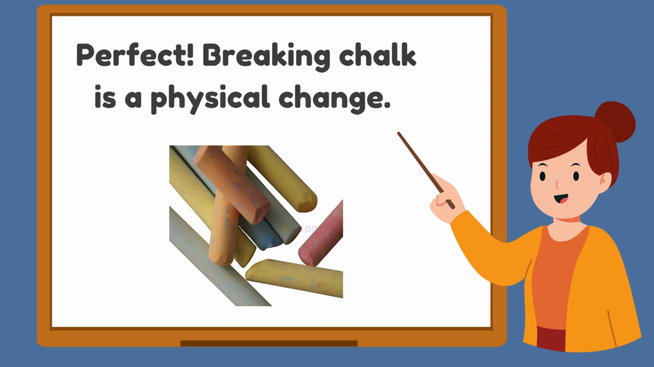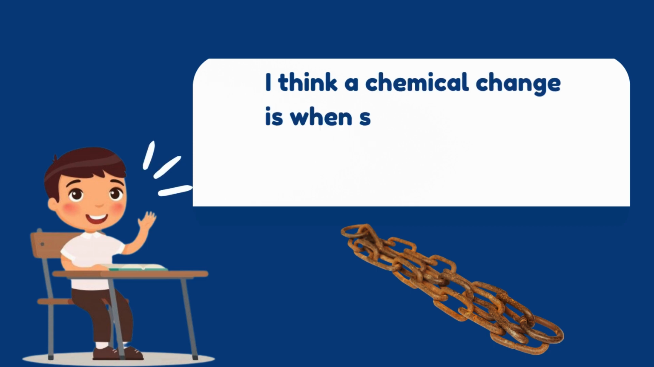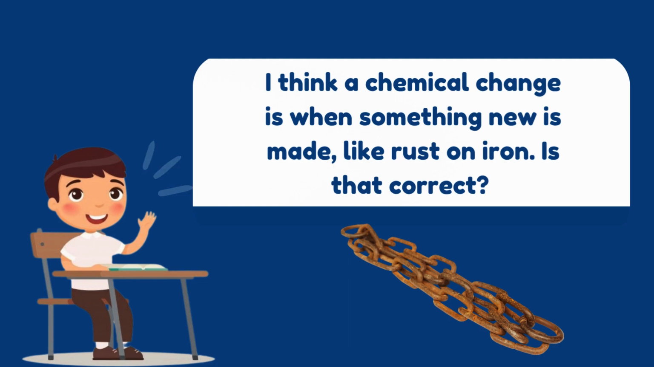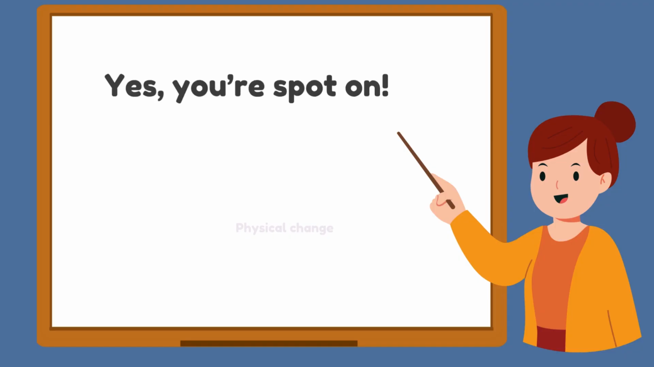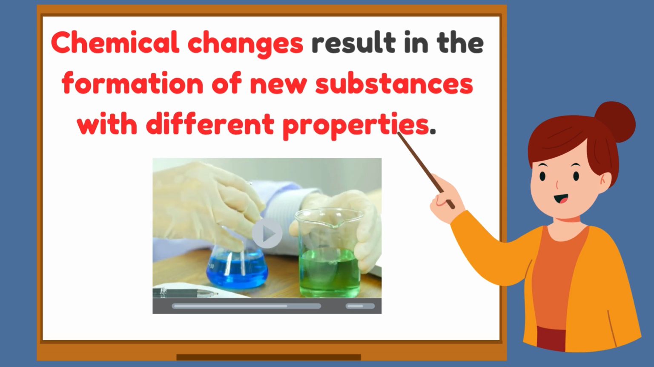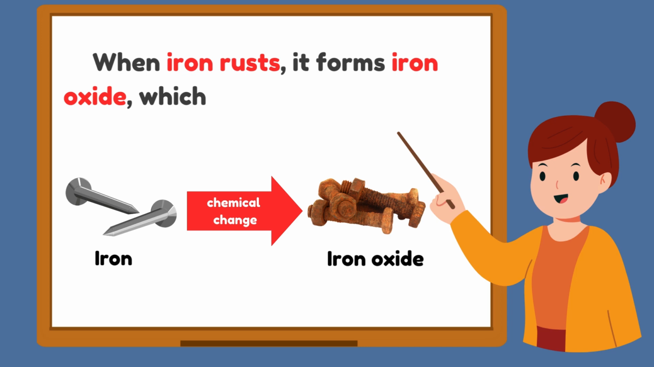Now, can anyone tell me what a chemical change is? I think a chemical change is when something new is made, like rust on iron. Is that correct? Yes, you're spot on. Chemical changes result in the formation of new substances with different properties. When iron rusts, it forms iron oxide, which is different from iron.